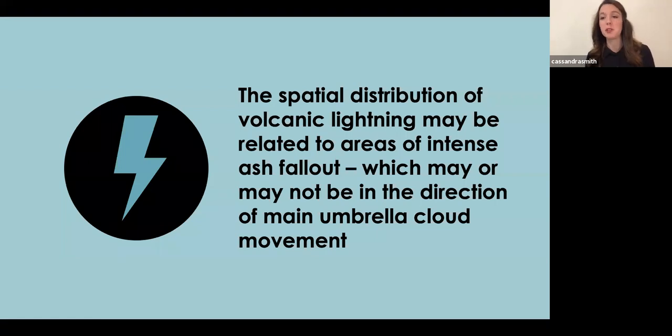So overall, the spatial distribution of volcanic lightning may be related to areas of intense ash fallout, which may or may not be in the direction of main umbrella cloud movement. Now, of course, there are other ideas on what might be happening here. It might have to do with pyroclastic density currents or turbulent structures within the plume itself. So this is, again, an area of active investigation, and I'm really excited to continue to explore what some of these options might be for this spatial distribution of lightning.